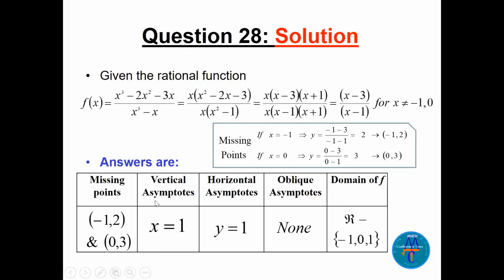Missing points means holes. Vertical asymptotes after we simplify it, not before, after. So x equals 1. Horizontal, after we simplify it, y equals 1. No oblique. In the same degree up and down. What is the domain? All real numbers except the cancellation and the denominator. So the domain will be all real numbers except 1, -1, or 0.